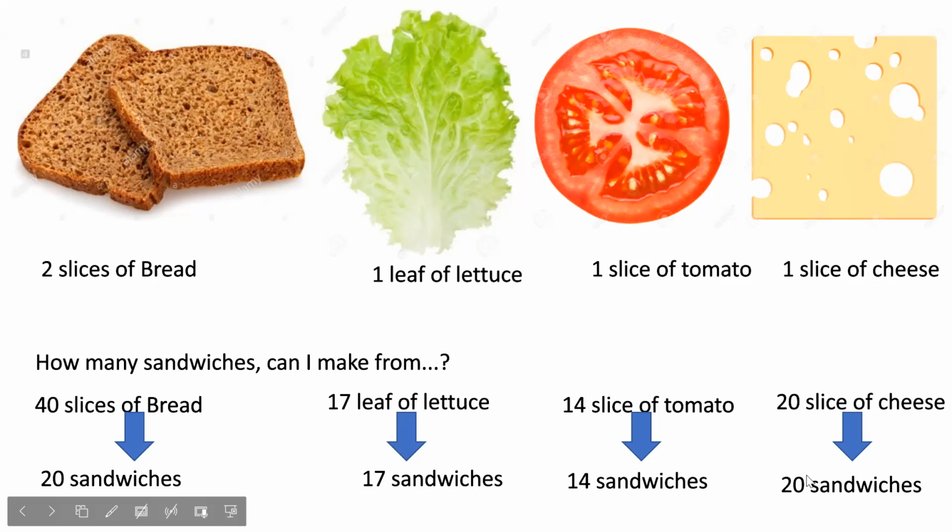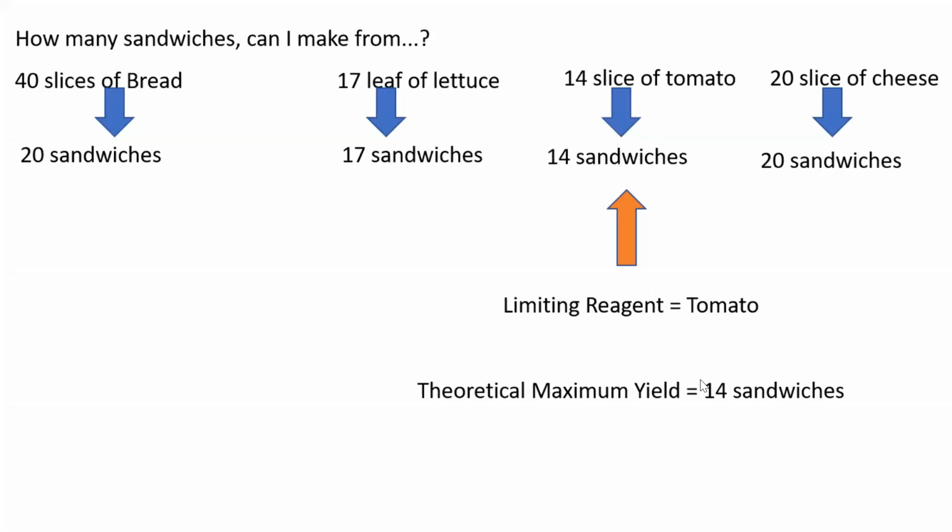But ideally, what is the number of sandwiches I can make with all of these 4 ingredients together? Which is 14, the lowest number. So I can see that the theoretical maximum yield of the sandwiches that I can obtain is 14. And the corresponding starting material, which in this case is tomato, will become our limiting reagent.